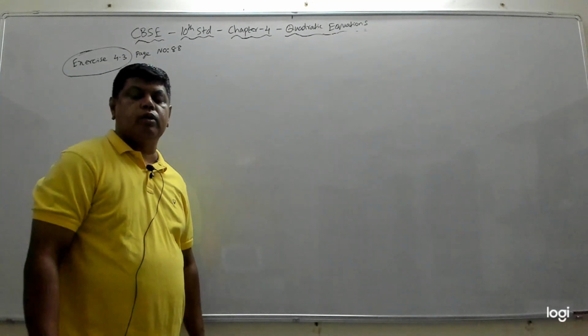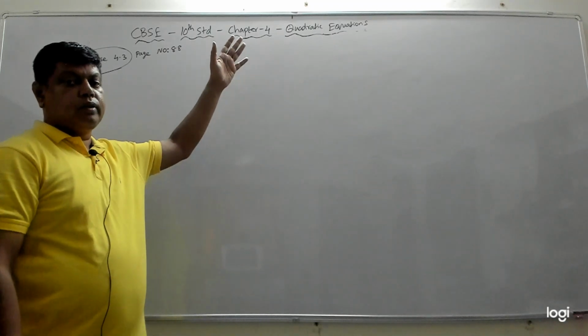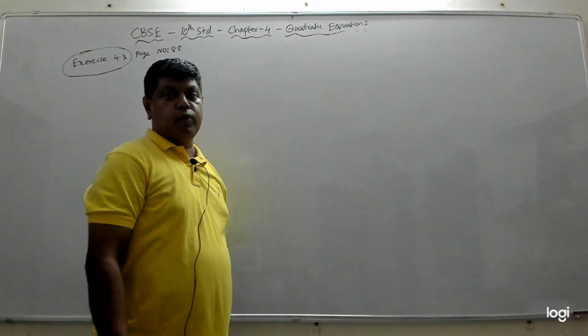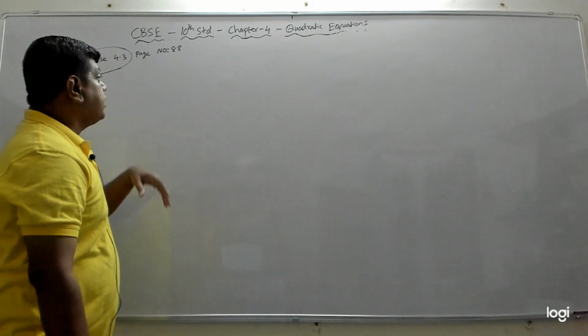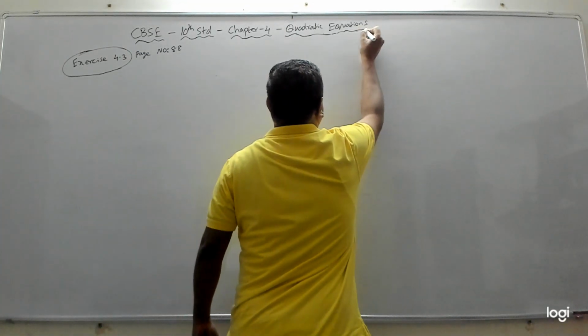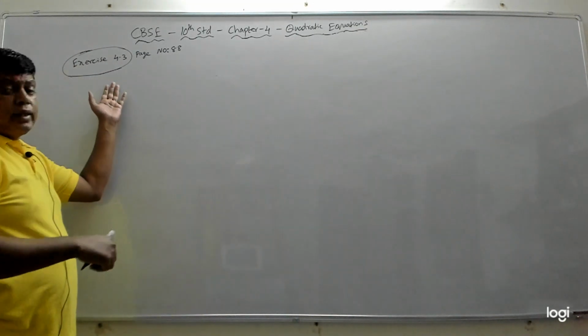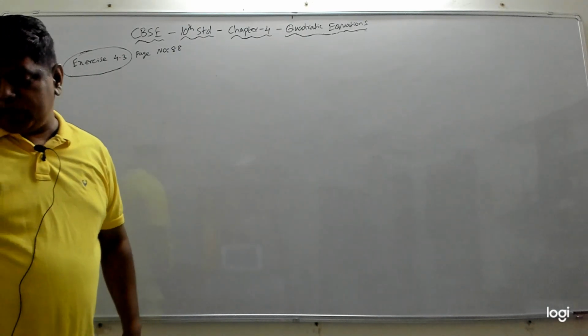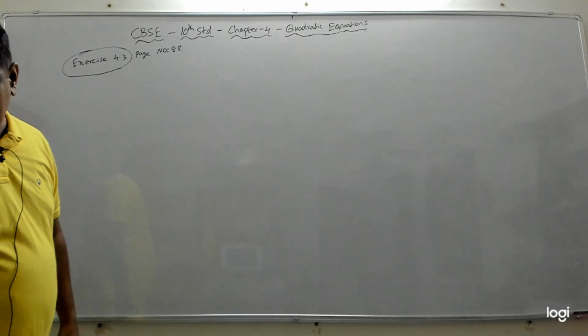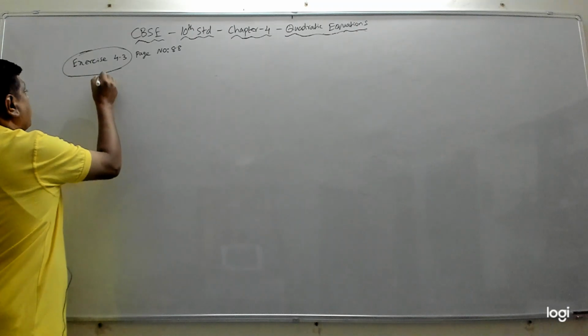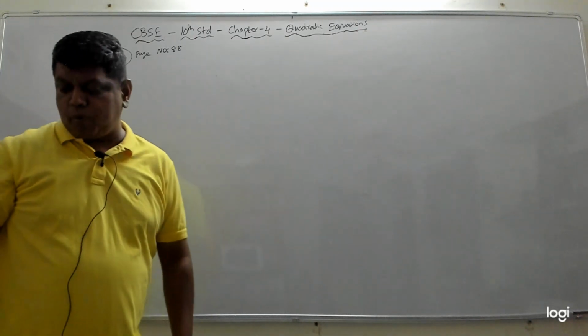In this video, we will continue with Chapter 4 Quadratic Equation from 10th Standard CBSE Mathematics. So we will continue with exercise 4.3 in page number 88. We will continue with problem number 9. So problem number 9, I'll read the problem.